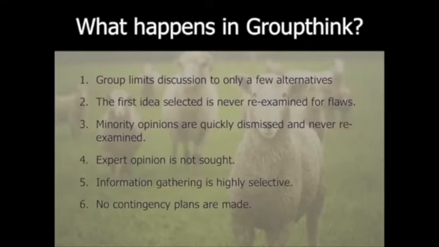All right, what happens in groupthink? There are six here I want to share with you guys. First thing, as we know, the group limits discussion to only a few alternatives, right? So it's like, here are a couple things, the only ones we're going to accept. There may be 15 other things you could do that might present a better option, but because the group is suffering from this cohesiveness overload, they don't even entertain those.